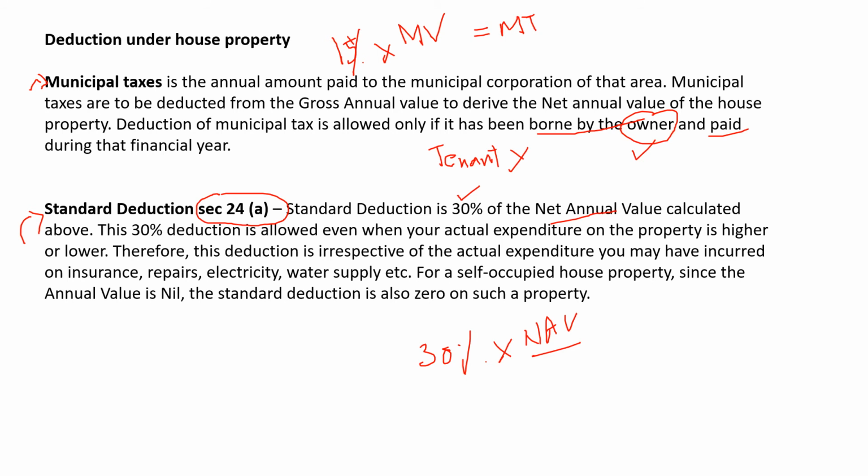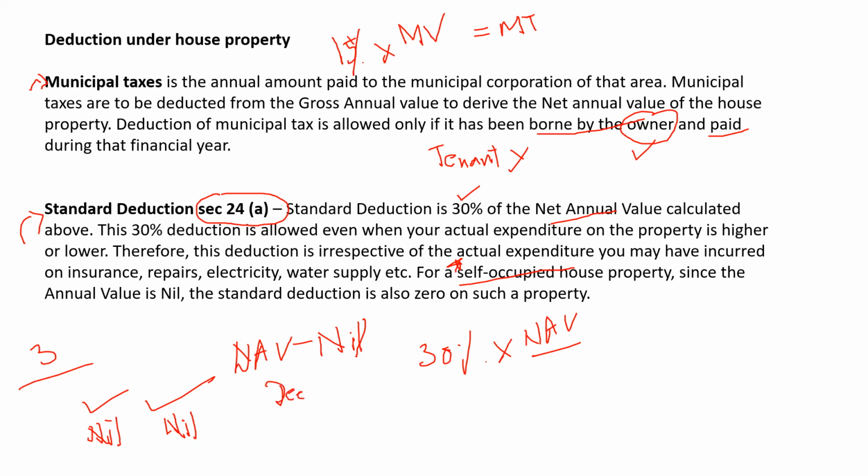Now, for self-occupied house property, it is very important that the NAV is always nil. Always nil. But if a person has more than two houses, say three houses, for two houses the NAV will be taken as nil, and the third house, in which he is residing, will be taken as deemed to be let out. I have already explained it. Yes, is it clear?